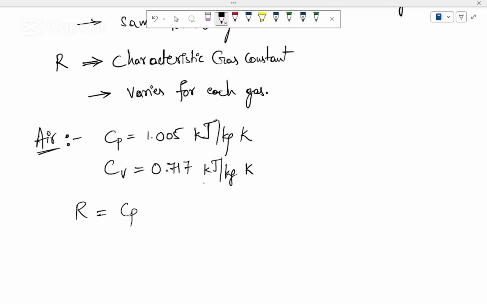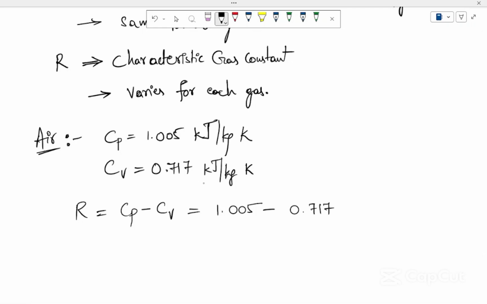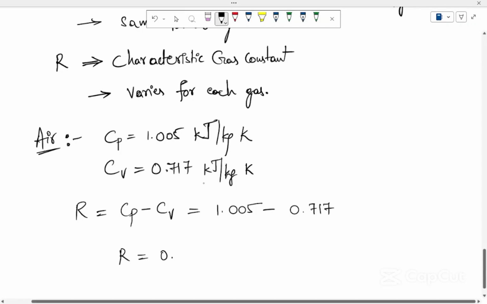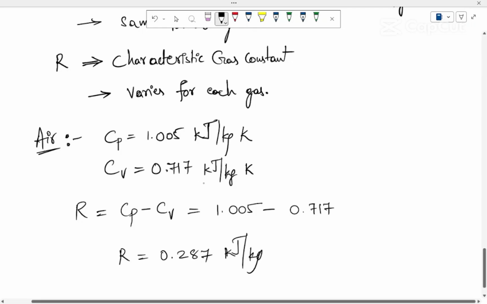Now if I want the R value for air, R is nothing but Cp minus Cv. This formula also must be known to you by now. If I substitute here, 1.005 minus 0.717, the R value is 0.287 kilojoule per kg Kelvin.